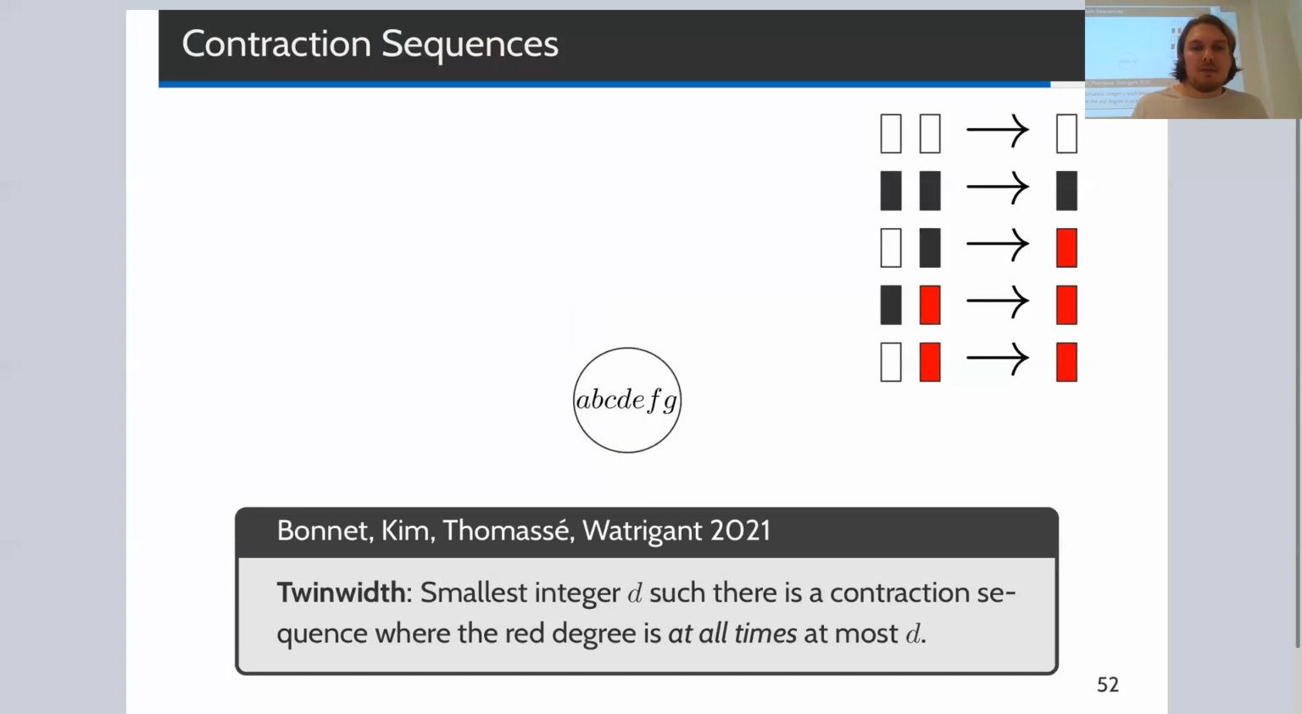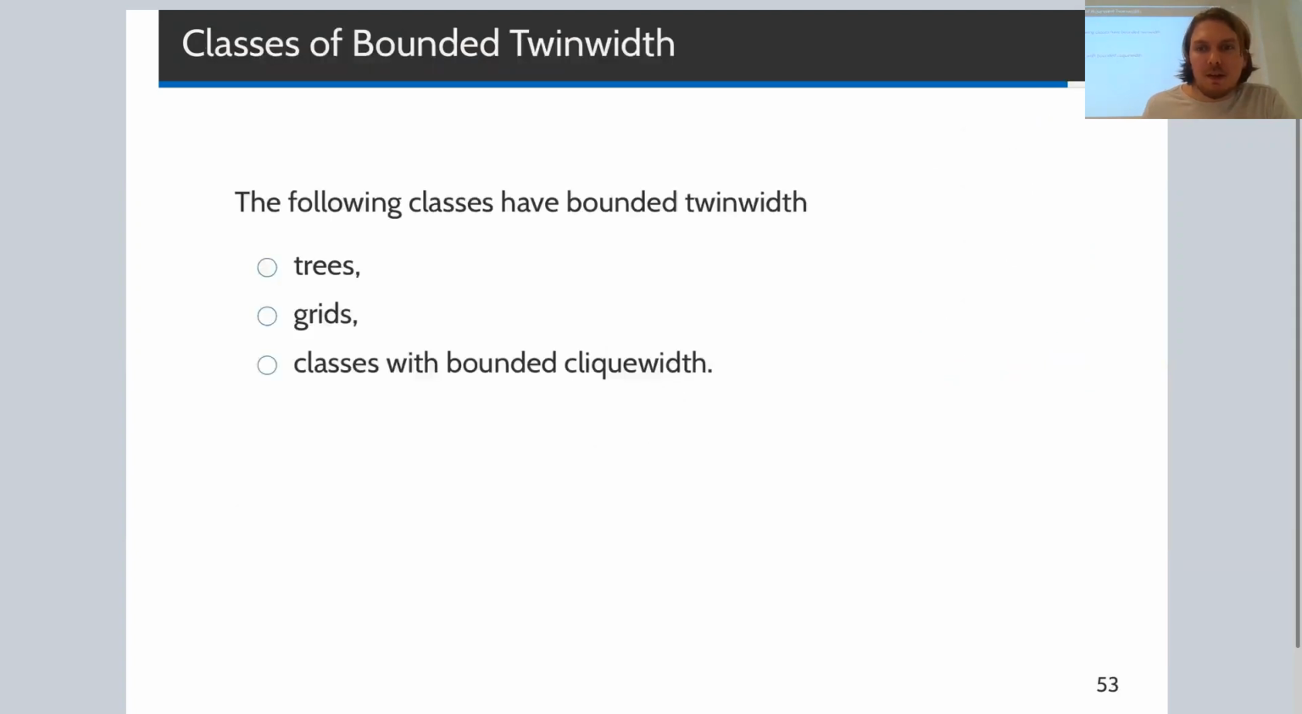And so forth. So this contraction sequence is therefore a witness that the twin width of this graph is at most 2, because at all times the red degree was at most 2. And twin width, there are some examples of classes that do have bounded twin width. Again, we say a class has bounded twin width if there exists a constant d that bounds the twin width of every graph in the class.